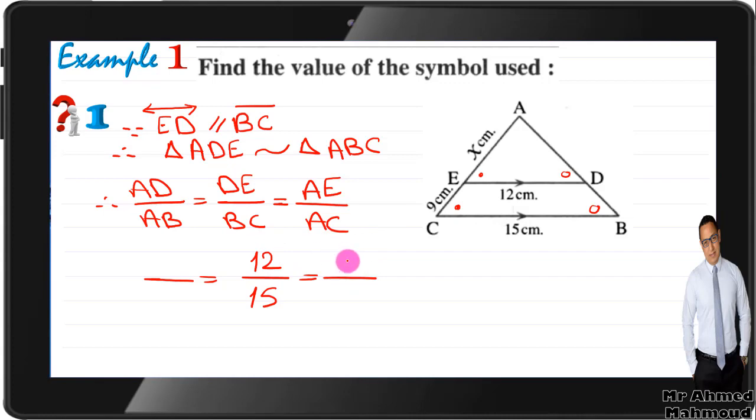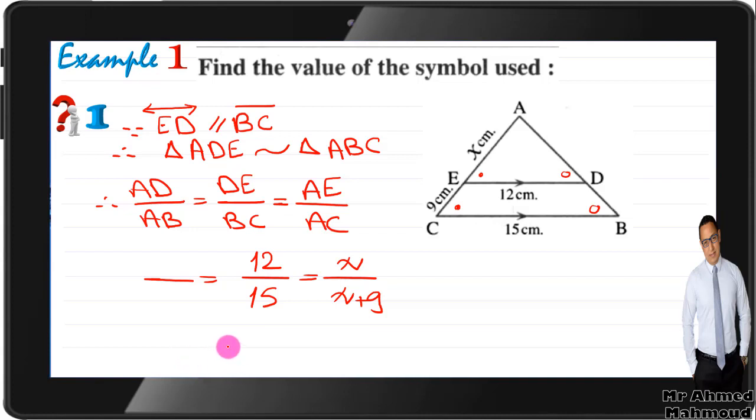AE is x, and AC is x plus 9. From these two ratios I can make cross multiplication to find x. So 12 times x plus 9 equals x times 15.